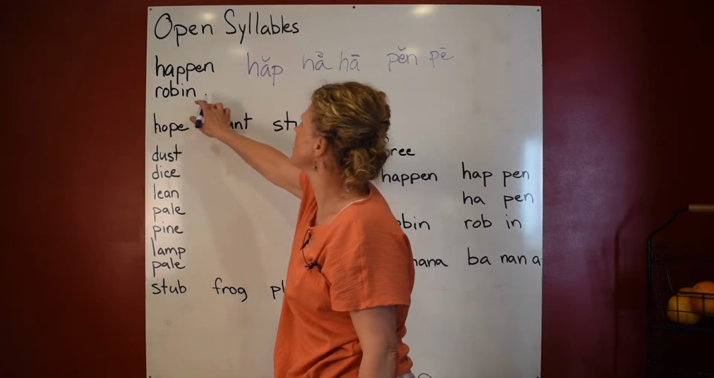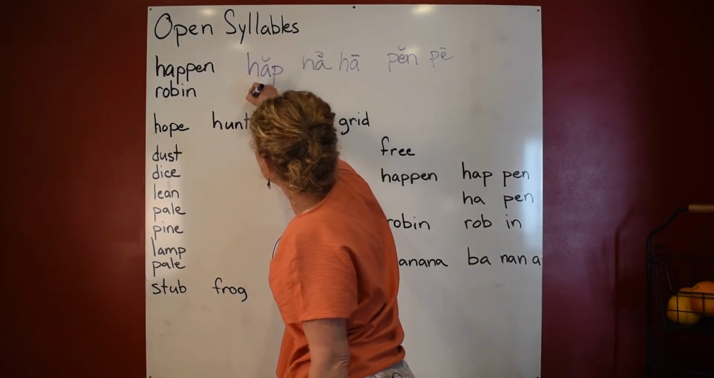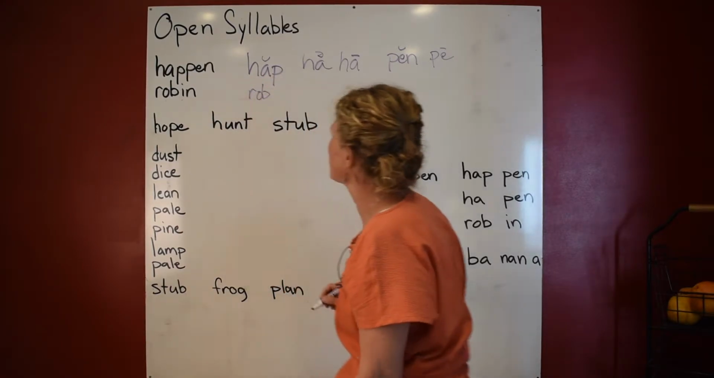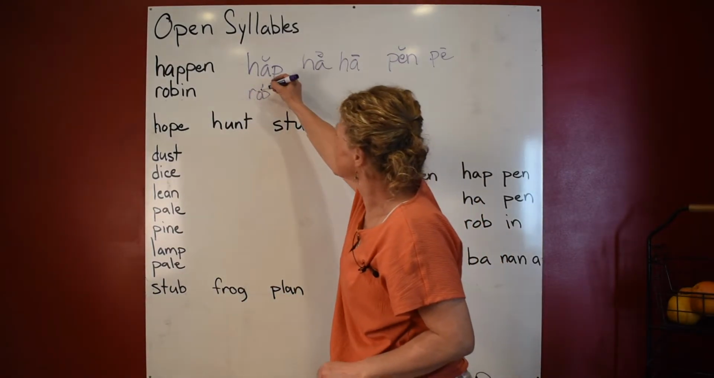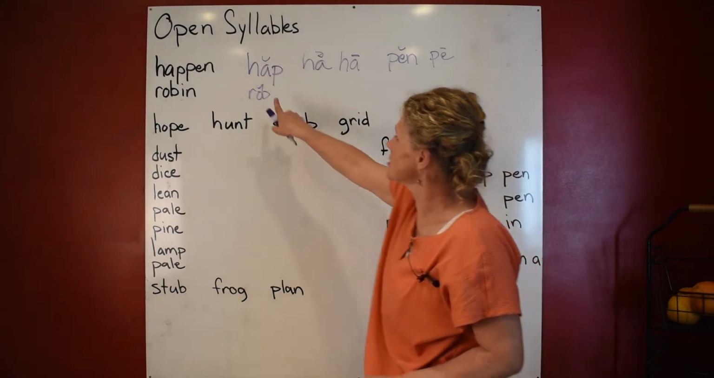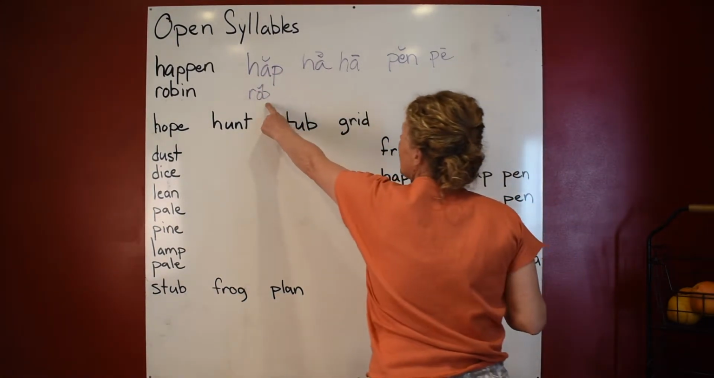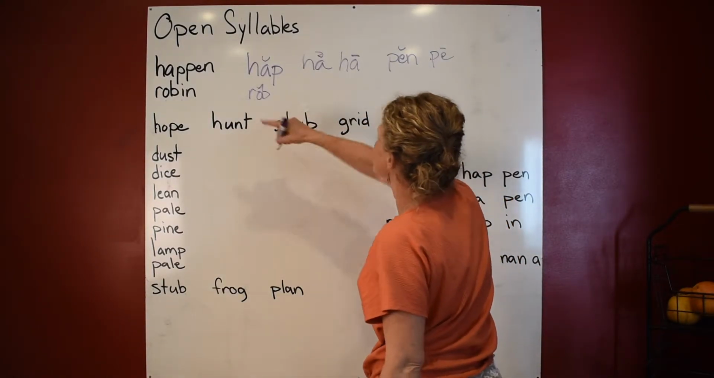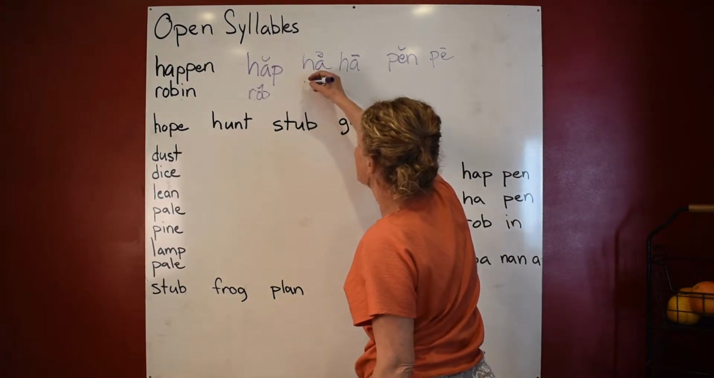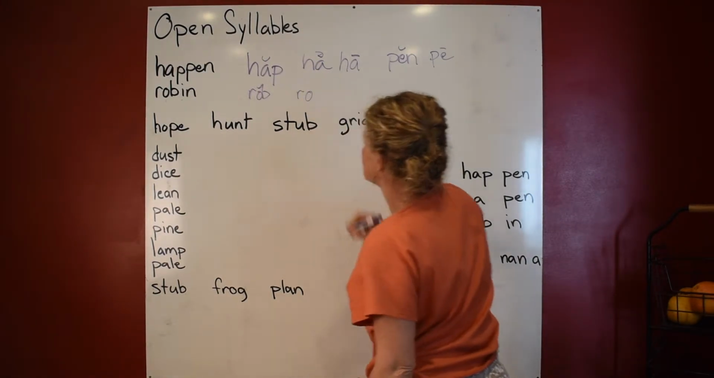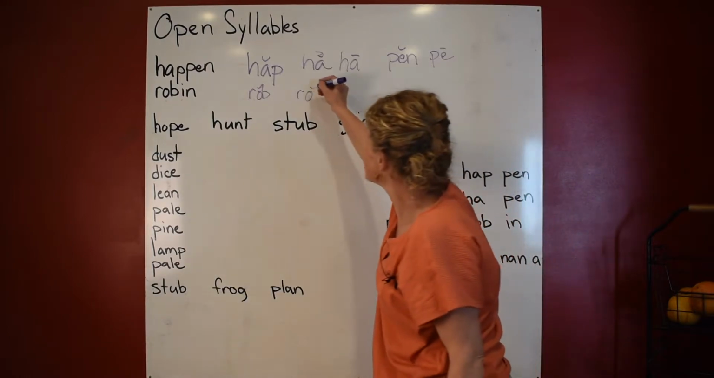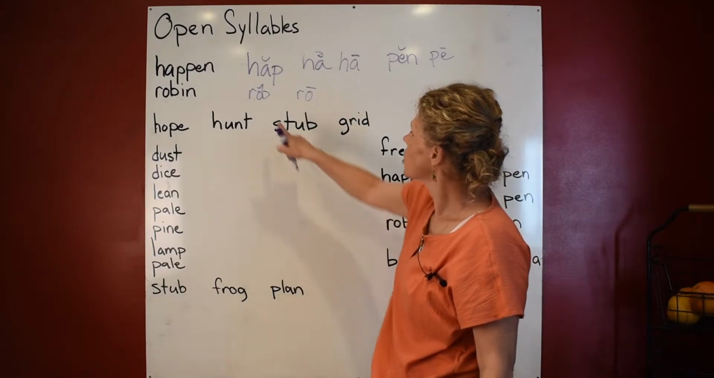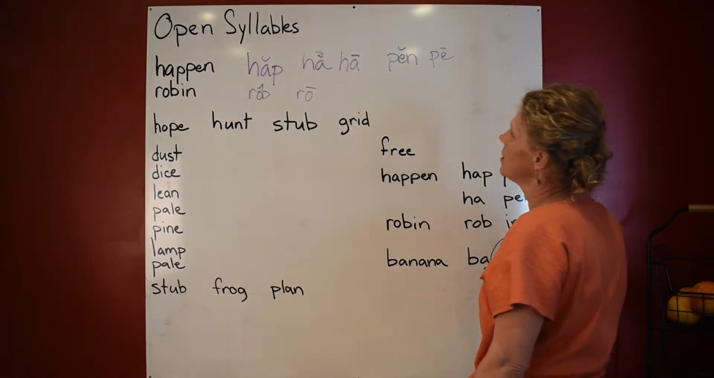Okay, now let's take the next word. Robin. Okay, Rob. Now we have, it's short, see? Because it's closed in at the end. Something's there, right behind it. But let's look at the next syllable. Let's actually make this into an open syllable. Look at that, ro. It's open. It makes it long. Okay? Closed, open.